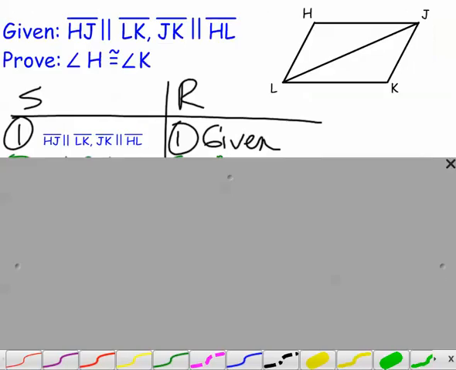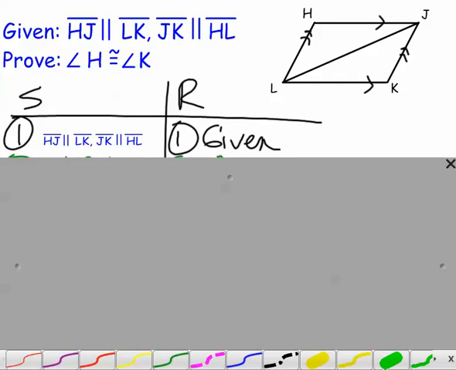All right, in the next proof, we have a quadrilateral here, and we are told that HJ is parallel to LK. So parallel lines right here. And I have JK parallel to HL. So I know I have a parallelogram. And then we're being asked to prove that angle H is congruent to angle K.